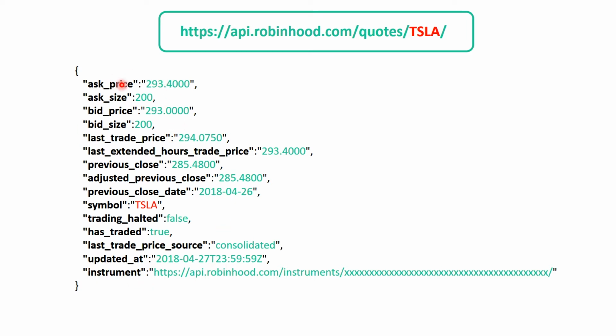This is fantastic because this is in JSON format. So for this particular Tesla, we have a trade price of 294.075, approximately 294.08. As of today, this is the price, and every time you do this, you get real-time data as to what the latest price is.